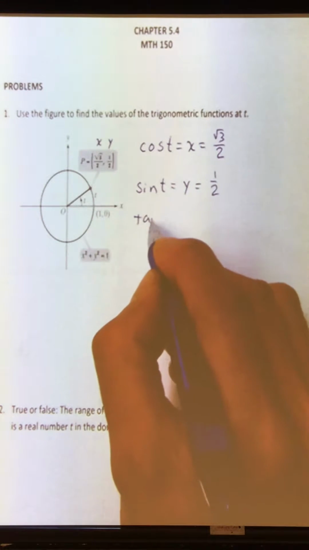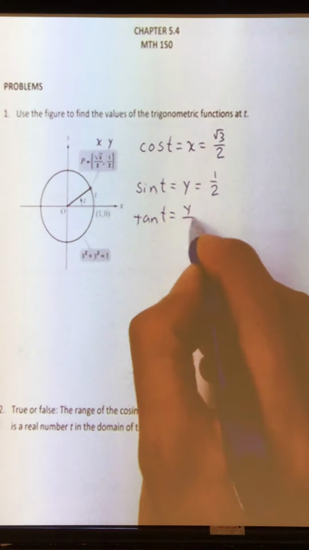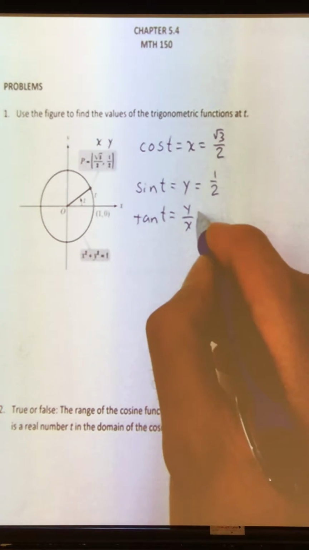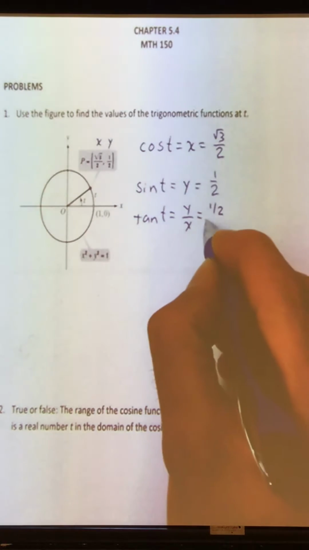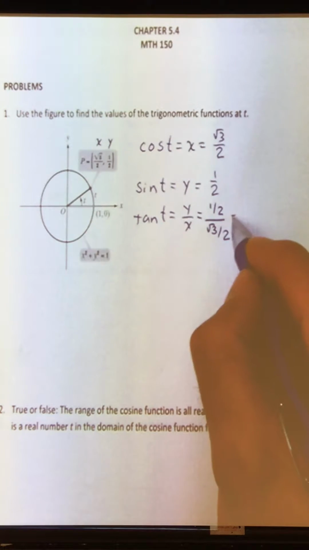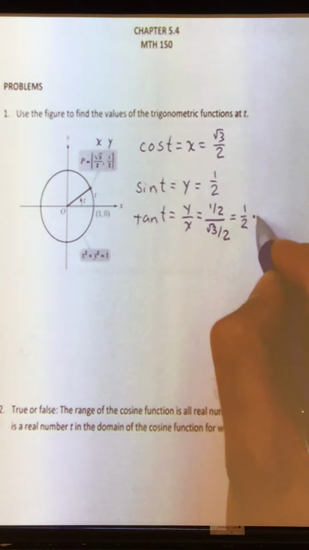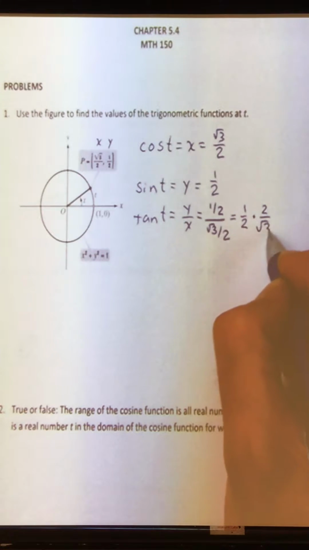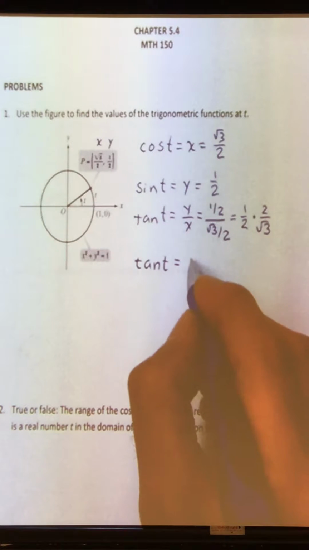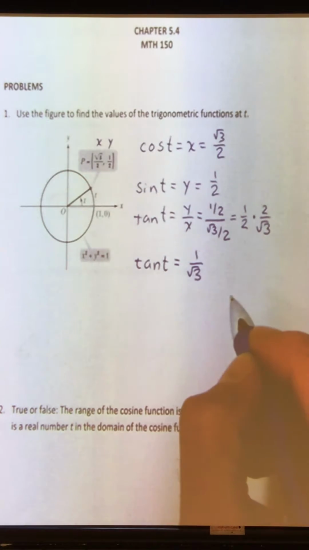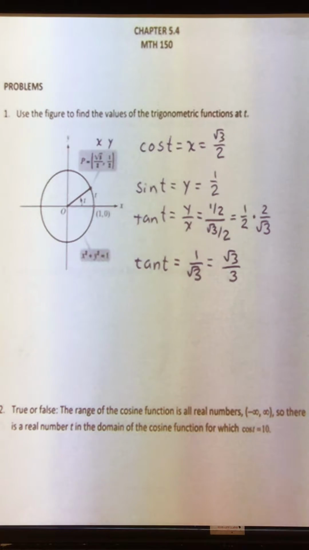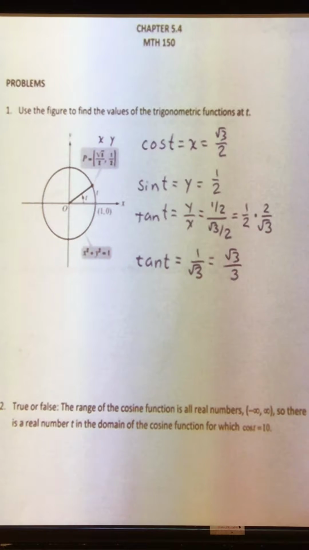And the tangent of angle t is given by the y coordinate divided by the x coordinate. That one will take a little bit of work, so we have 1/2 divided by √3/2. So we simplify that, 1/2 times the reciprocal, 2/√3. So let's come down here. Tangent of t is 1/√3. Now rationalize that, multiplying by √3/√3, and we finally have our tangent value of √3/3.